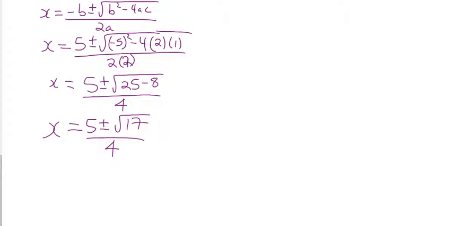That's it. That answer is in simplest form. We can't do anything with the root 17. 17 is prime, so you can't simplify that radical. We're done. Okay. These are your two answers.